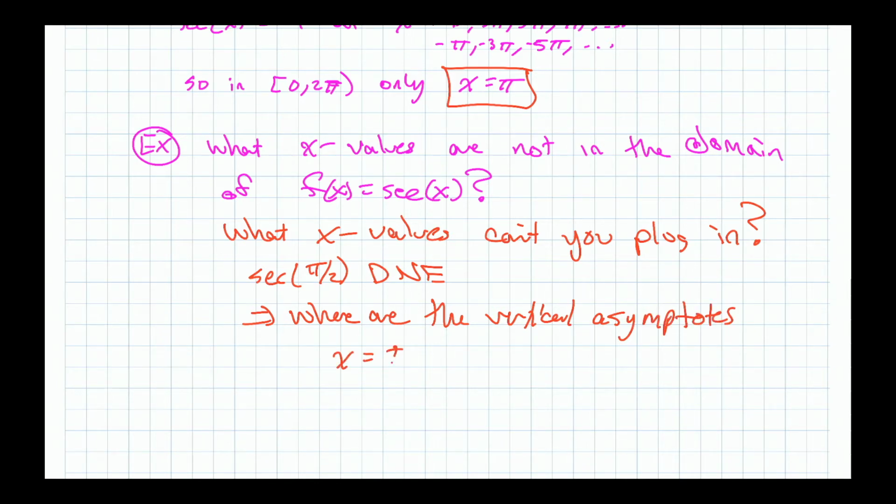And they were at plus and minus pi over 2, plus or minus 3 pi over 2, plus or minus 5 pi over 2, etc. Those are the ones that are not in the domain. Okay, so they make you pick off a list, but you would need to understand.